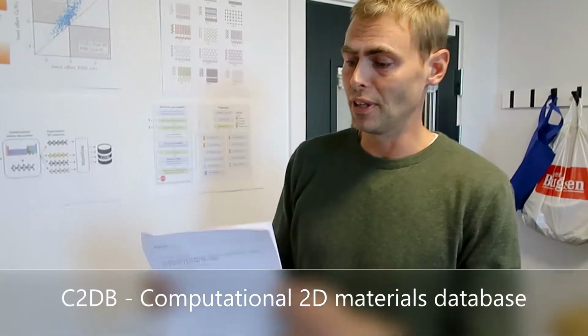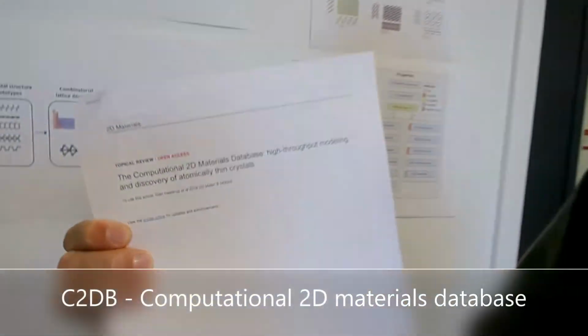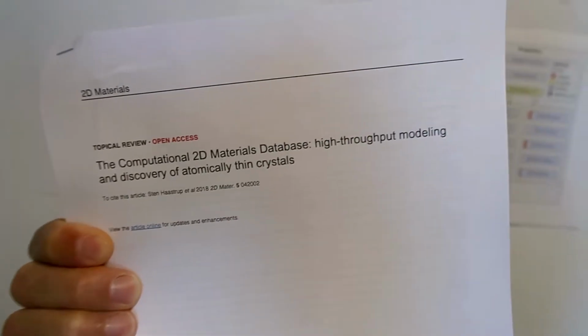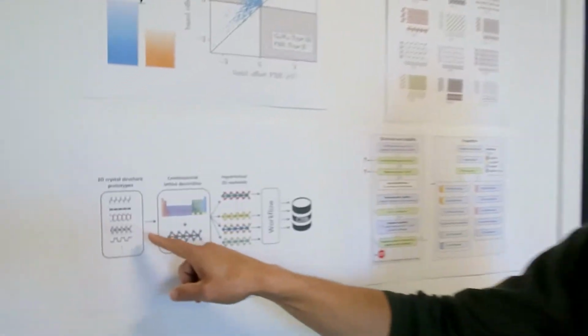Right, so we have written a paper about our new computational 2D materials database, the C2DB. And what we have in that database is a lot of properties that we've calculated for around 3,000 different two-dimensional materials.